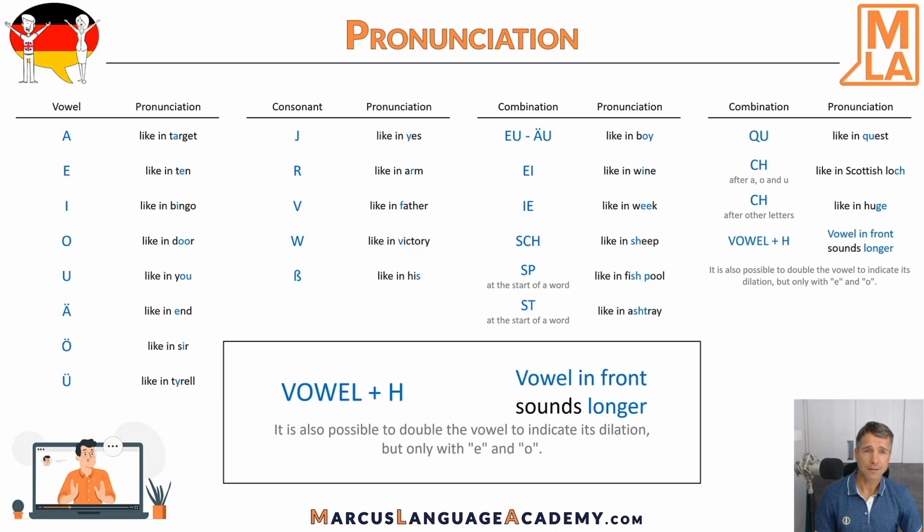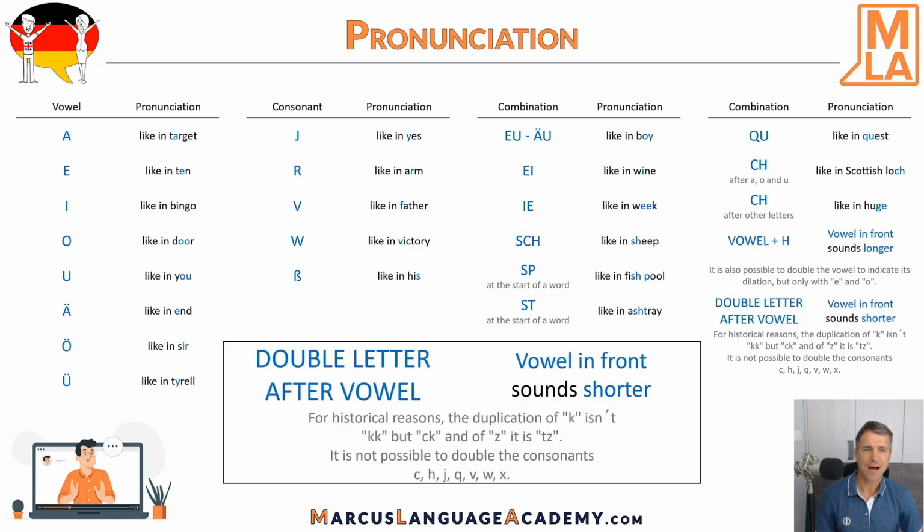Vowel and H: the vowel in front sounds longer. It is also possible to double the vowel to indicate its elongation, but only with E and O. Double letter after vowel: the vowel in front sounds shorter.